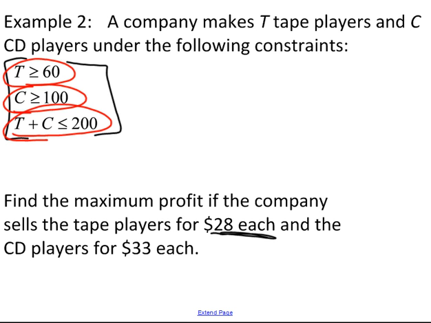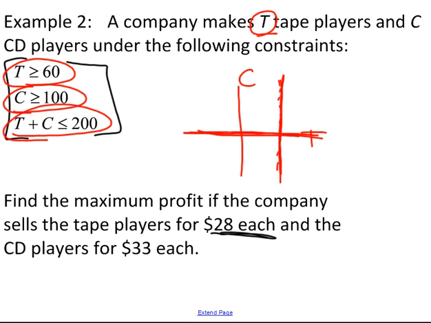So I'm going to start with T is greater than or equal to 60. And remember, whichever one we talk about first is going to be the X axis, if you will, and the one we talk about second is going to be the y-axis. So T is greater than or equal to 0. So my t-axis goes like this. That means my t greater than or equal to 60 has to go perpendicular to that.